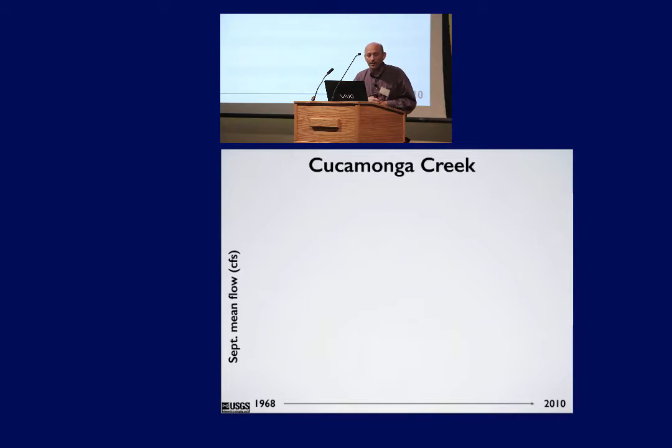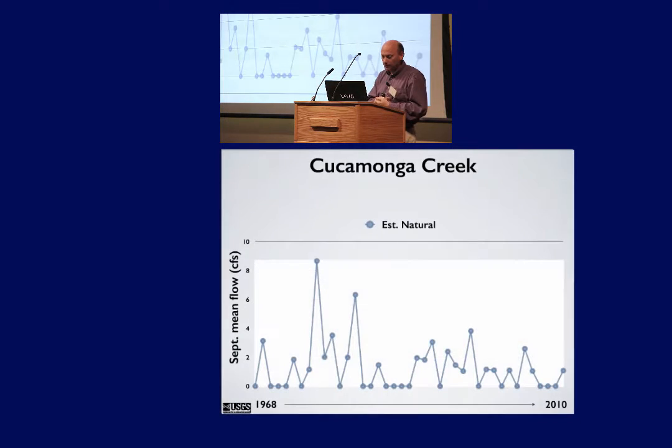And in fact, I just pulled out Cucamonga, is that how you pronounce it? Cucamonga Creek? What a name, that's great. And here's the September mean flow, and I went back through 1968. And here's basically the model predictions of mean flow in September for Cucamonga Creek in this particular reach, whatever reach that is. We can find it on a map, but you can see there's a lot of zeros.